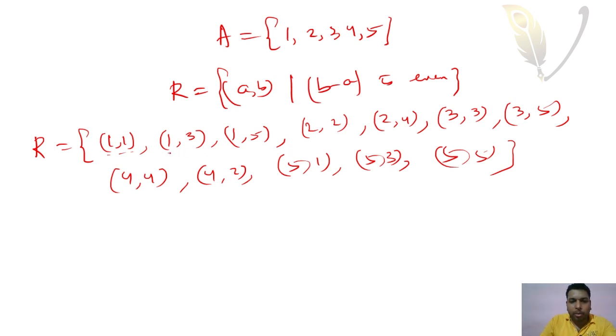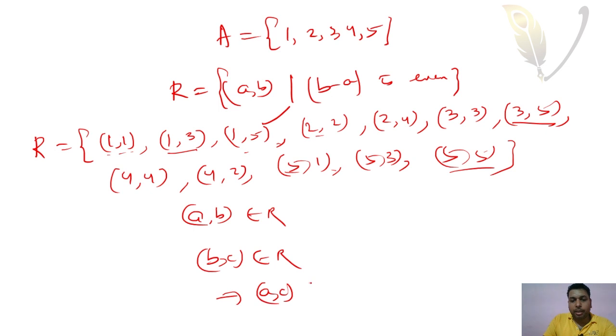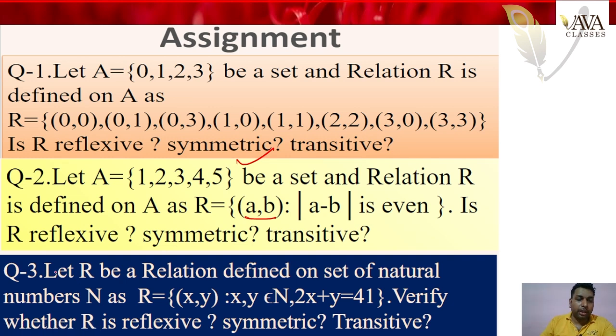Now see clearly, for (1,3) and (3,5) we have (1,5). For (2,2), (2,4), (2,4) is there. For (5,1), (1,5), (5,5) is there. So for all (a,b) belongs to R, (b,c) belongs to R, we have (a,c) belongs to R, so the relation is transitive. Okay, now question number 3. Let R be a relation defined on the set of natural numbers N as R equal to ordered pairs (x,y) such that x, y belong to natural numbers and 2x plus y equal to 41. Verify whether the relation is reflexive, symmetric, or transitive.